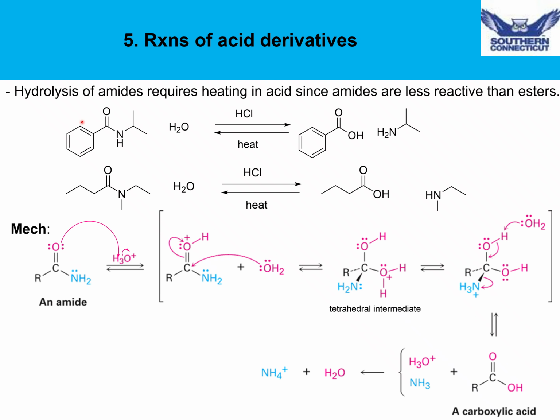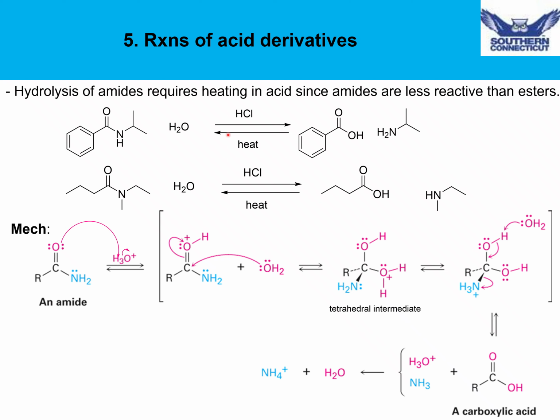Amides are the least reactive acid derivative that we'll talk about in this chapter. And amides in general, in order to be hydrolyzed, need to be not only treated with an acid or a base catalyst, we also usually have to heat the reaction as well. Here's an example with an amide. If we add water and HCl, we have to heat it to hydrolyze that amide into a carboxylic acid and an amine.